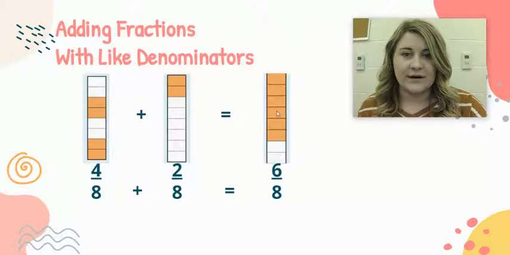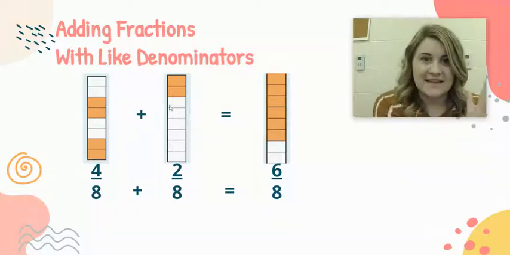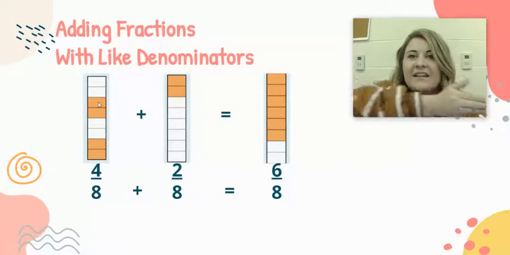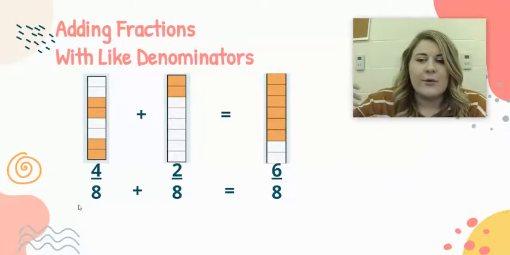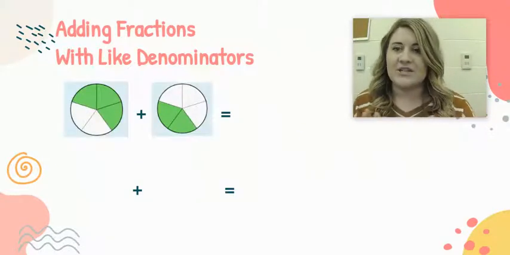We have 6 out of 8 colored in now. So we still have 8 sections, 8 sections, 8 sections. We're just adding the colored in parts together. So the top number is the only thing changing. The denominator is staying the same. All right, let's try these.